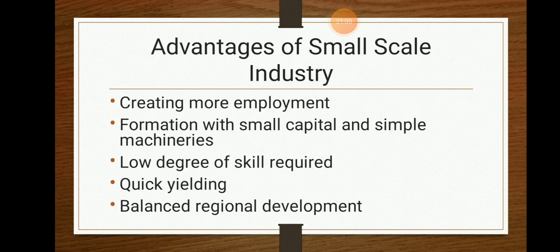The advantages of small scale industry are, first, creation of employment. What was the minimum amount for a small scale industry to invest? It was 25 lakh. So it will be easier for middle class people to take a loan from a bank or any financial institution and set up a small scale industry. By this, not only one person will be employed in a particular industry, but most of the people will be employed. Because of this, there will be creation of employment.